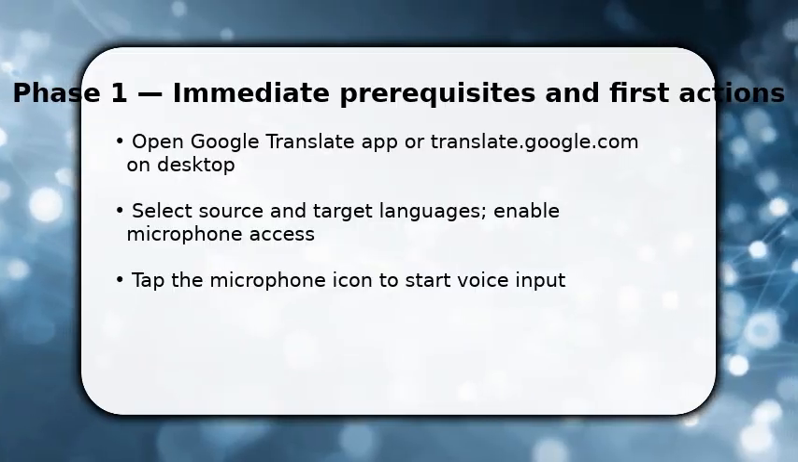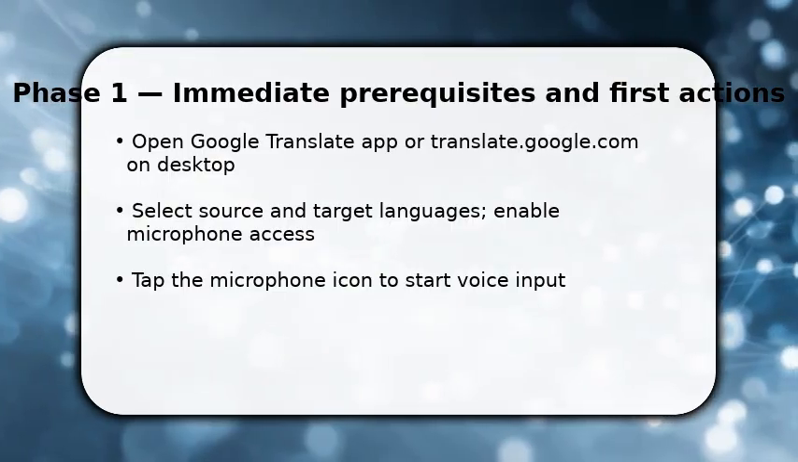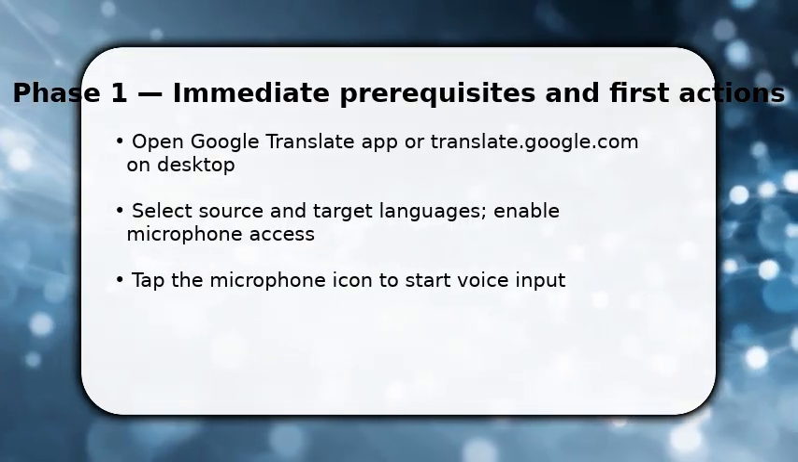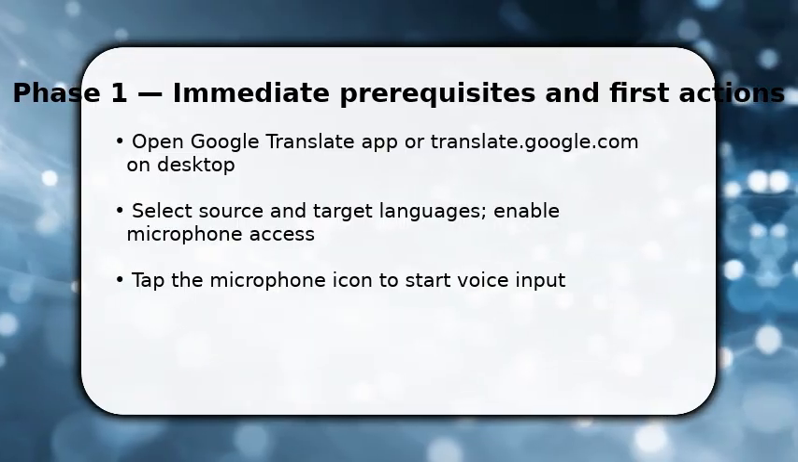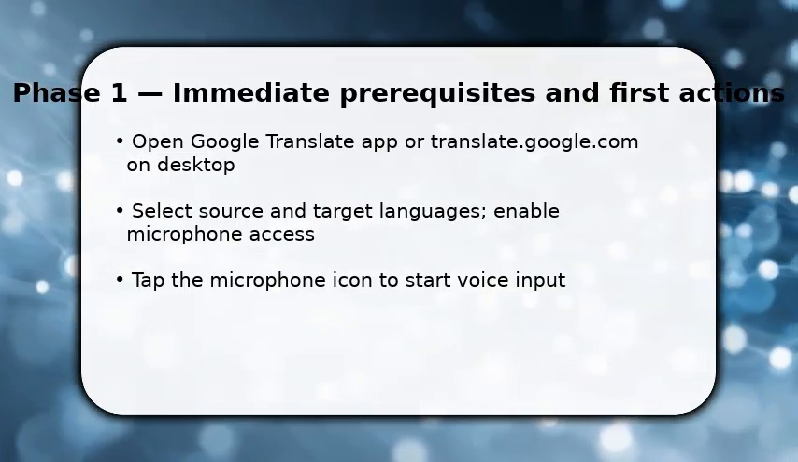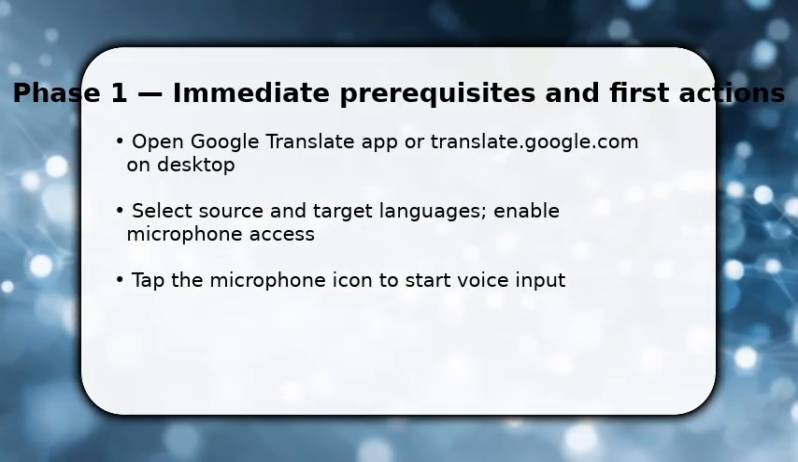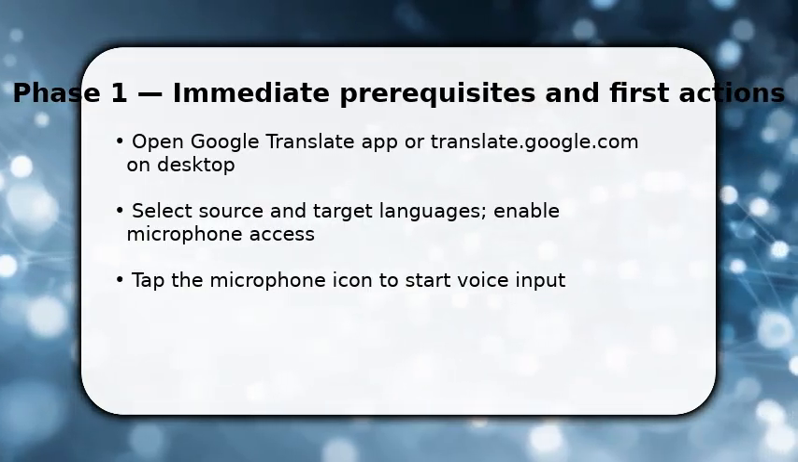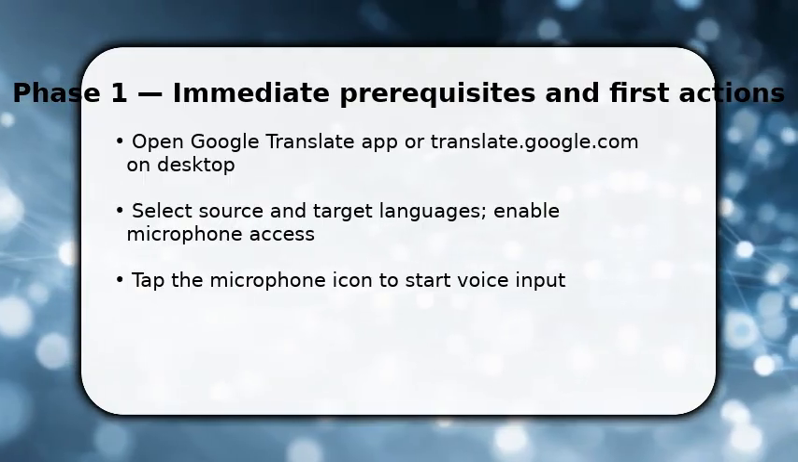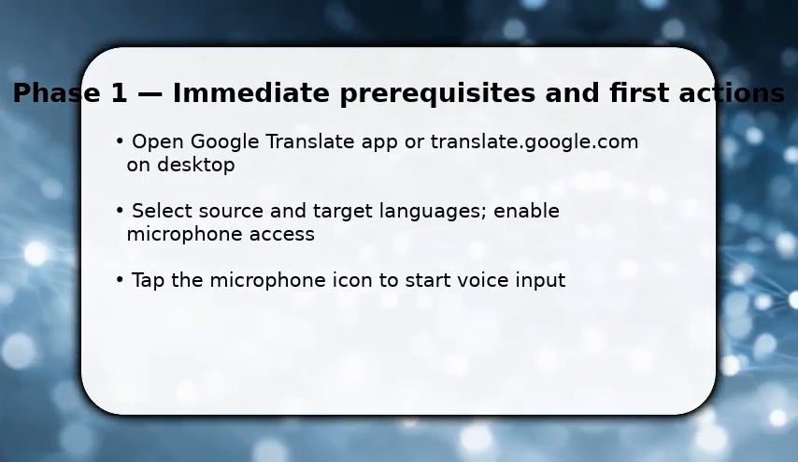You begin by opening Google Translate and choosing the two languages you need. Once done, grant microphone permission so the app can capture speech. This is required. Make sure the input language matches what you'll speak, and the output language is what you want heard or shown. Tap the microphone icon to start listening.